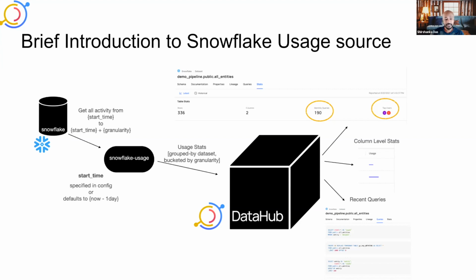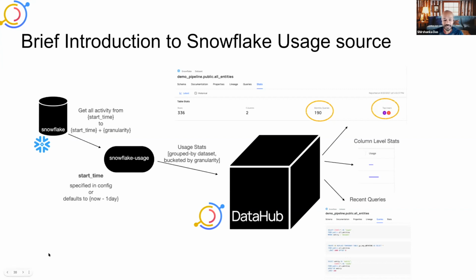Once it does all of that, it does aggregations in memory and then pushes grouped usage stats, grouped by data set and bucketed by this day granularity, into DataHub. And that powers a bunch of features. If you go to the DataHub demo, you'll see monthly queries, top users, column level stats, and recent queries. All of that information is coming in from this usage source. And there are other usage sources like the BigQuery usage source, and now we have the Redshift usage source, that are basically built the same way.